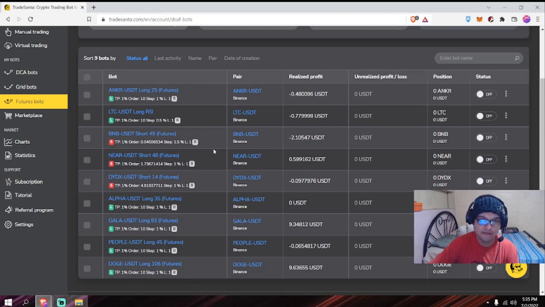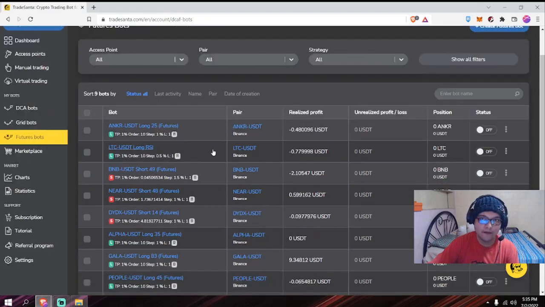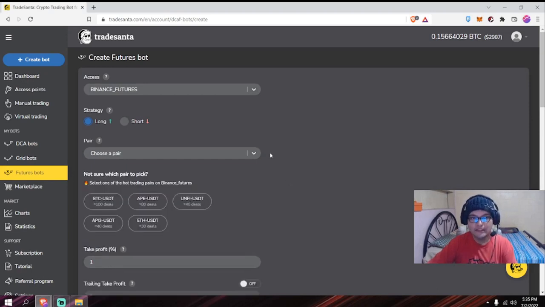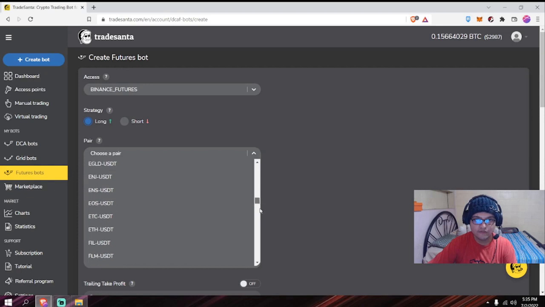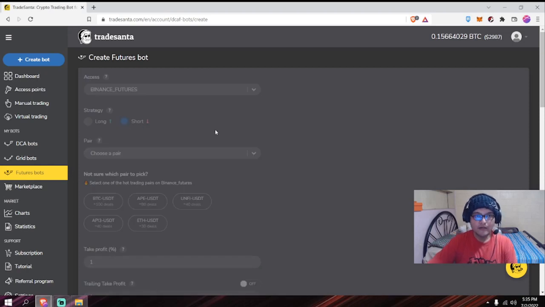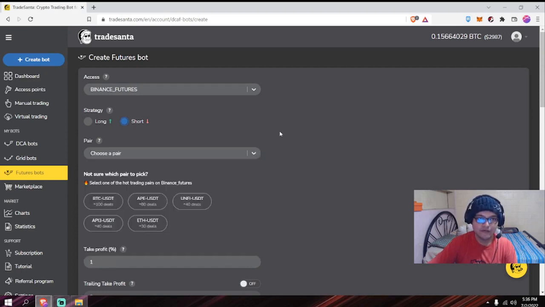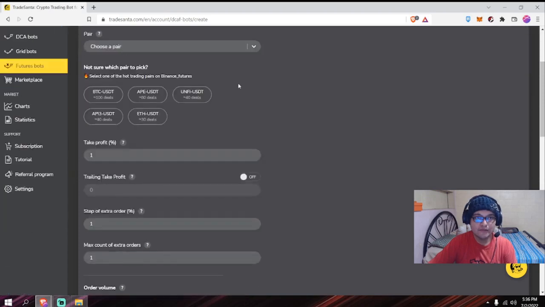So this is still the same as how you set up DCA bots, but when you create a futures bot, of course, not all pairs are available in futures trading. So you can choose long, there's many to choose from, yet those are only available for the futures. In the short trading strategy, you have as many options. So the options between long and short are identical. You can also see here which pairs are trending. So the hot trading pairs, where Bitcoin has 100 deals within, I think, 24 hours.